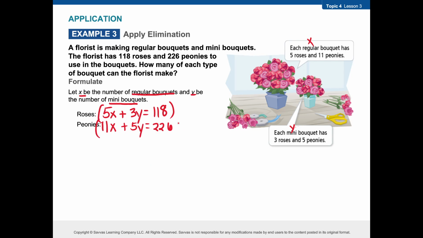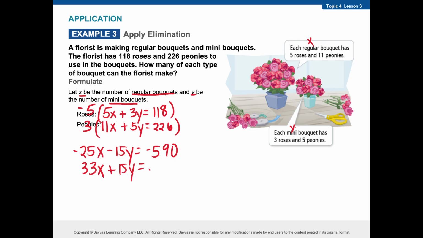So I'm going to decide to do my y's. 3 goes into 15 5 times, and 5 and 3 make 15. And I am going to make 5 my negative, so that makes it a negative 25x minus a 15y equals 118 times 5, negative 590. Next, multiply everything on the bottom by 3, 33x plus 15y equals 226 times 3, 678.